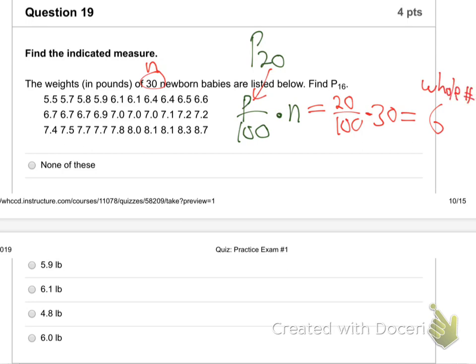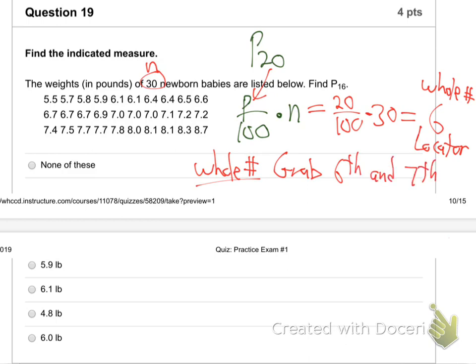Are you tracking with me? Is this making sense? If you look on that sheet, on number 3 there, what do you do in the case of a whole number? Something a little different. You don't round it. It's not a decimal. Remember, that's still a locator, a pointer telling you where to go in the data. You go grab the 6th and the 7th, the next one.